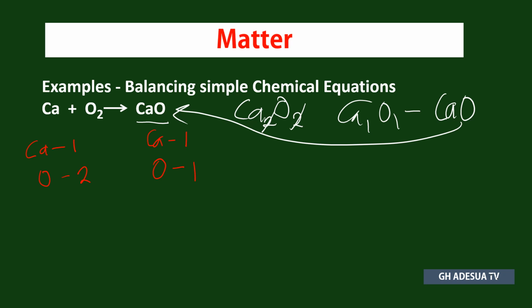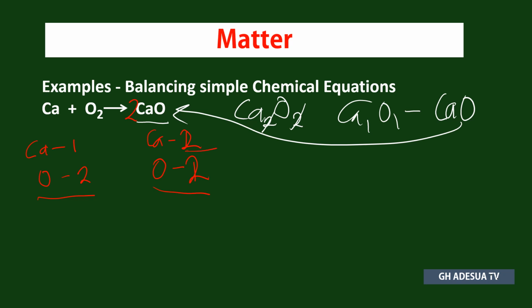So if this is the challenge, what do you do? You have 2 oxygens on the left, 1 on the right. So you have to increase the 1 on the right to become 2. So you bring 2 here. Once you bring that 2 there, it affects the calcium, making calcium 2, and it affects the oxygen, making oxygen 2. So you have 2CaO. Now you realize that the calcium on the right hand side is 2, but the calcium on the left hand side is 1. Meaning that we need to increase the calcium on the left hand side to become 2.